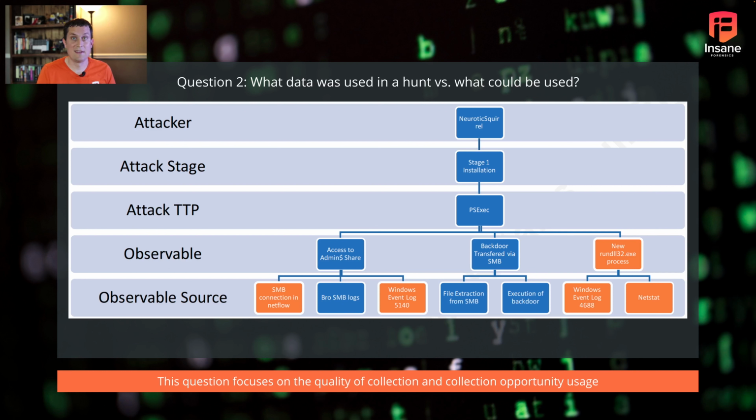And on the right, this is the prime case. We're looking for that new rundll32 process when PsExec kicks off. And we got both an event log and a netstat output in this case that might have it in there. So in that case, we have 100% of the observables that we might use to see this. Our likelihood here is a lot higher than if we don't have the data. So this question focuses on the quality of your collection and really what your collection opportunity usage is.